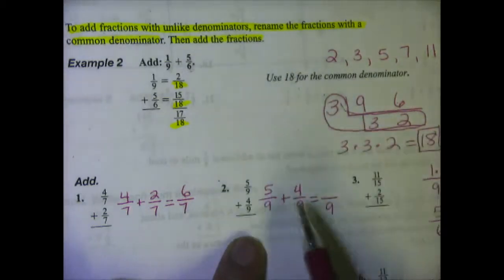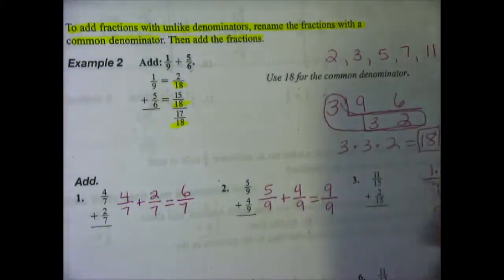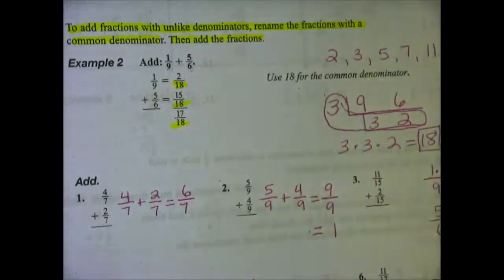Denominator stays the same, add the numerators, 5 plus 4 is 9. 9 over 9 simplifies to 1.